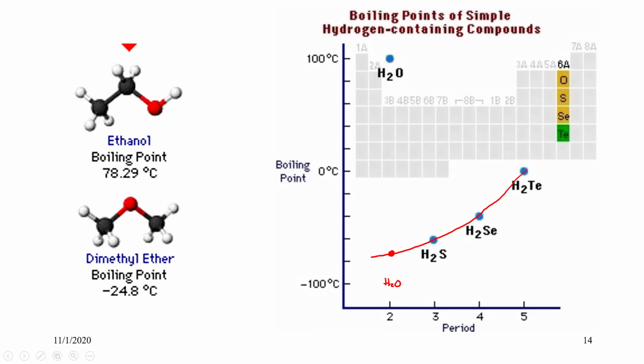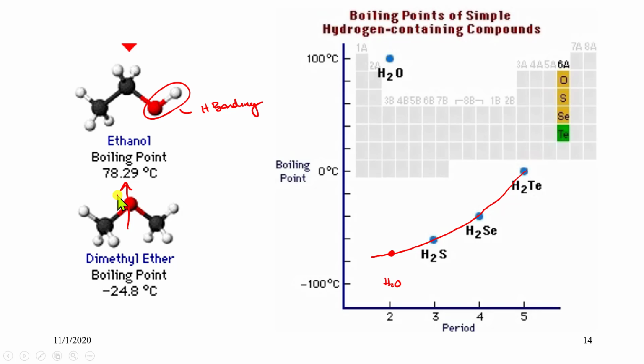So if you look at these two isomers of each other, this is ethanol. It has 2 carbons, 6 hydrogens, and an oxygen. Well, this is oxygen and hydrogen. So this part of the molecule, this has hydrogen bonding. On the other hand, in dimethyl ether, you'll notice that this molecule is polar. It has a dipole going this way.